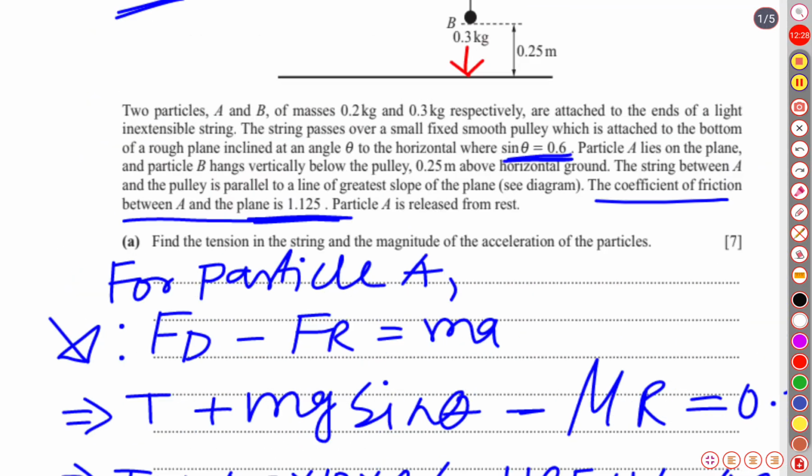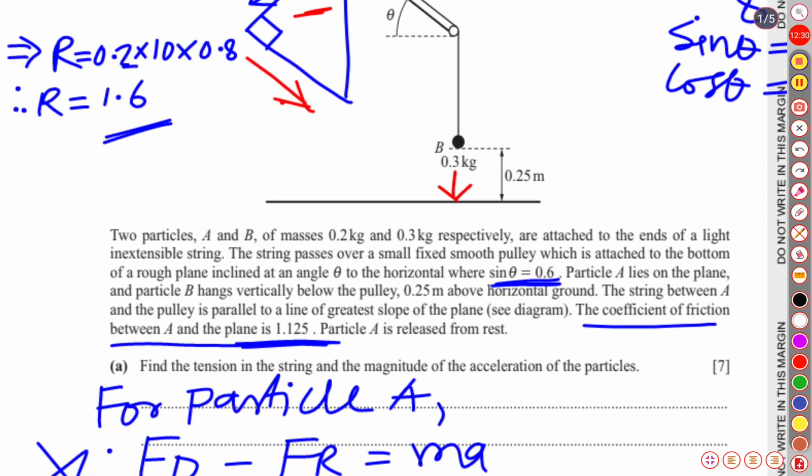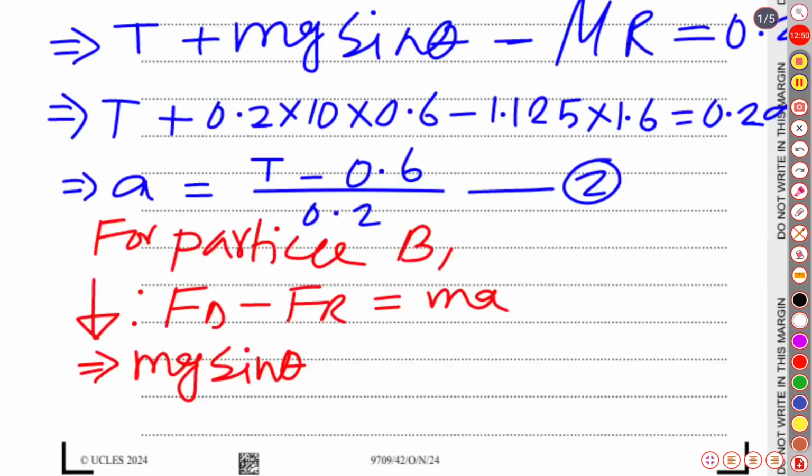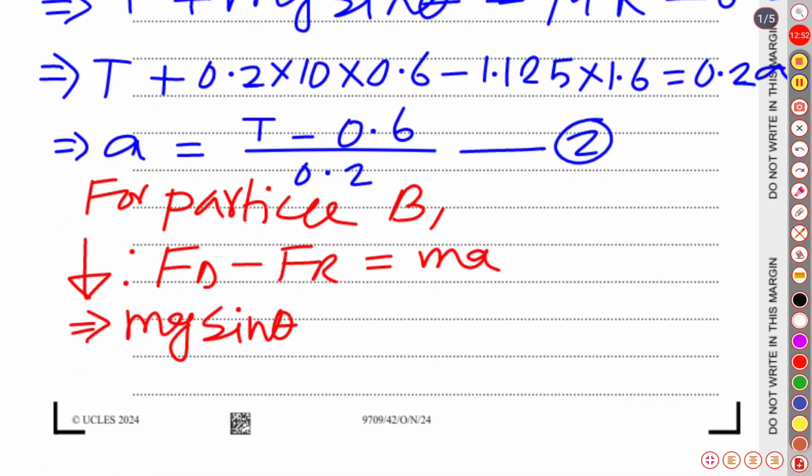And what is the resistance force for particle B? There is nothing pulling it backward or causing resistance to motion except the tension in the string. So tension is the only resistance to the motion of particle B. So this is tension, and the right side is going to be the mass of particle B, which is 0.3, times acceleration a.